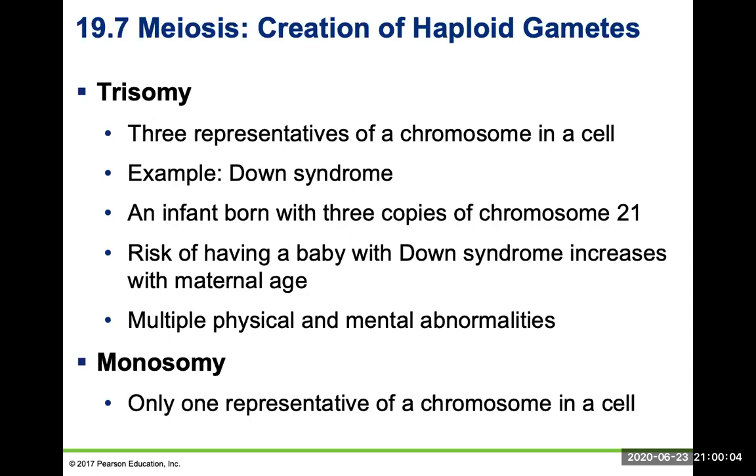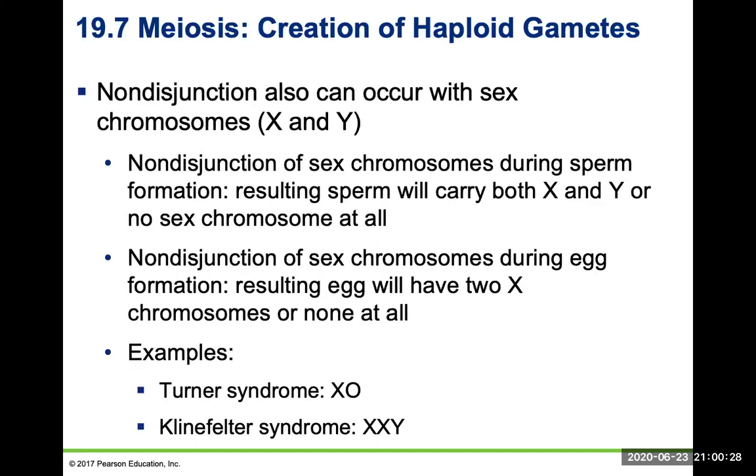Trisomy is 3 representatives of a chromosome in a cell, and an example is Down syndrome, where an infant is born with 3 copies of chromosome 21. The risk of having a baby with Down syndrome usually increases with the mother's age, and this could cause multiple physical and mental abnormalities. Monosomy is only one representative of a chromosome in a cell.